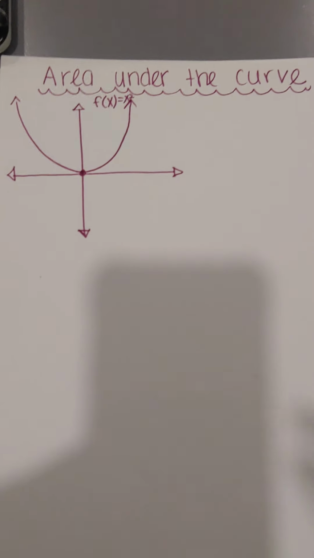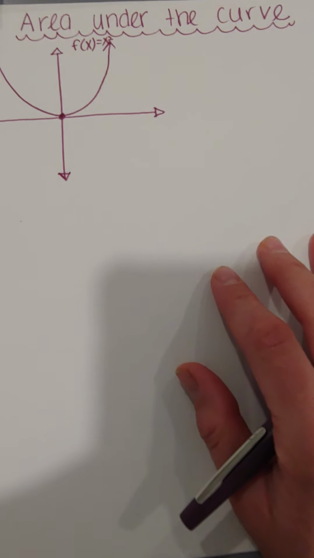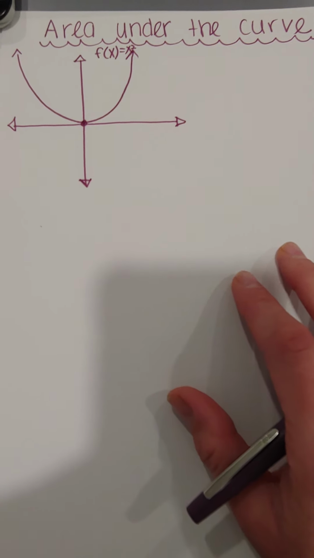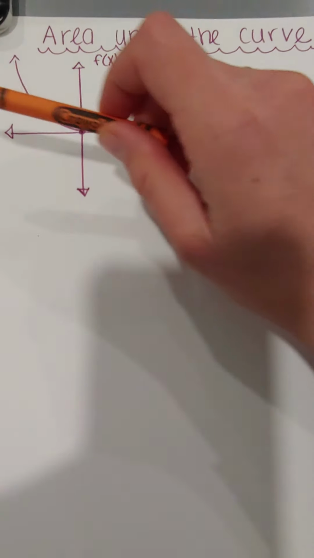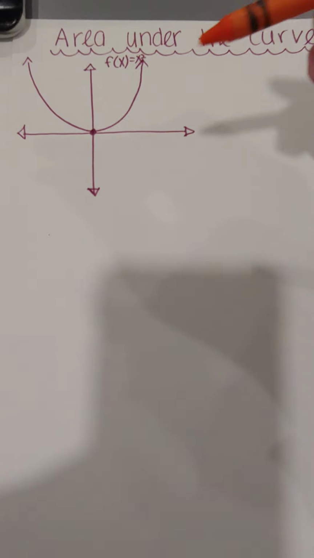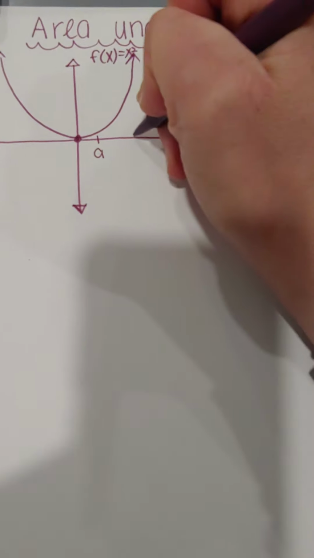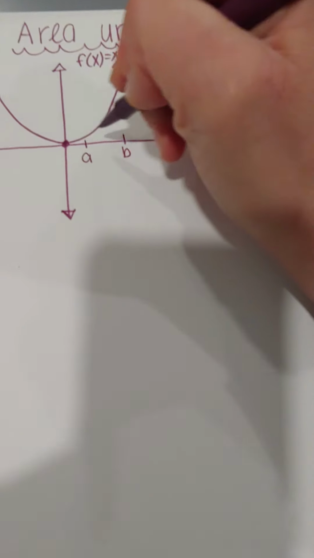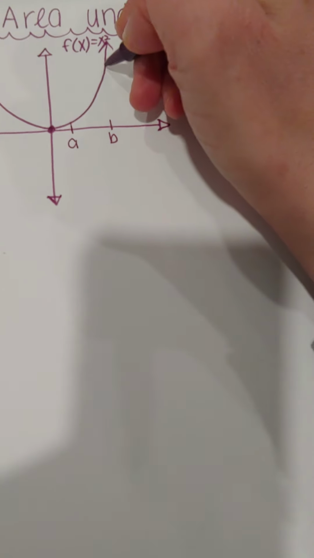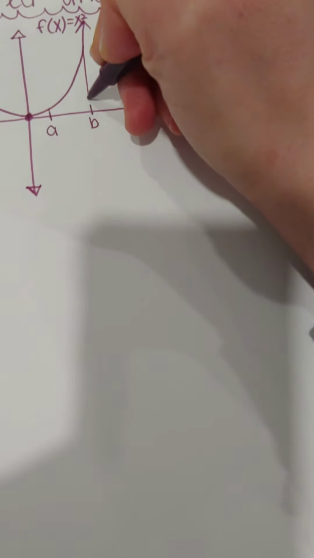All right, so we're gonna find the area under the curve, and this is going to relate back to our integrals. So let's first talk about what the area under the curve is. All right, so first of all, we have the function f of x is equal to x squared. So I'm going to look at an interval here, from a to b.